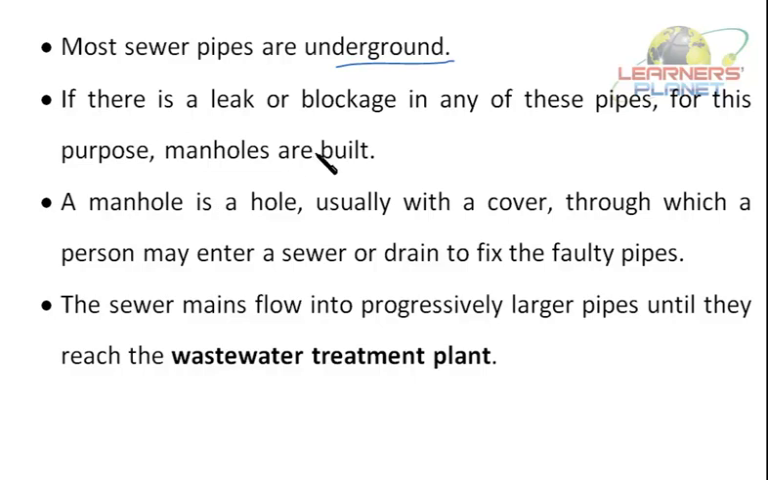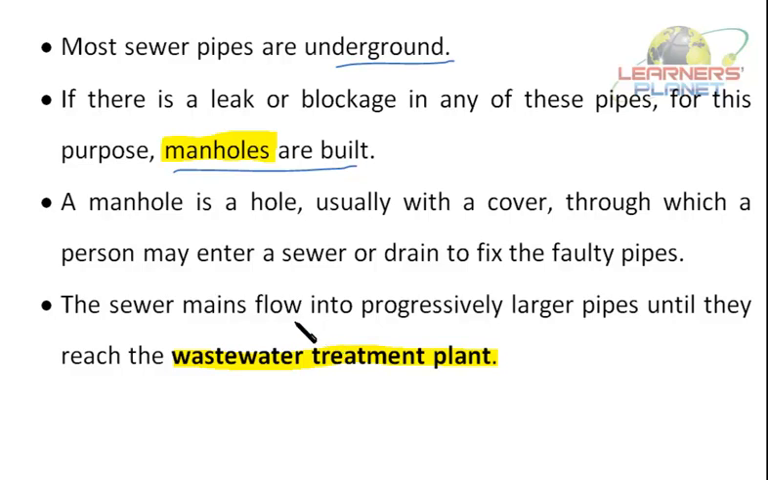So if there is a leak or a blockage in any of these pipes, manholes are built for this purpose. What are built? Manholes. A manhole is a hole, usually with a cover, through which a person may enter a sewer or drain to fix the faulty pipes, right? The sewer mains flow into progressively larger pipes until they reach the wastewater treatment plant, and after that all the processes take place in the wastewater treatment plant. So this was about domestic wastewater, where it goes, and the sewer system.